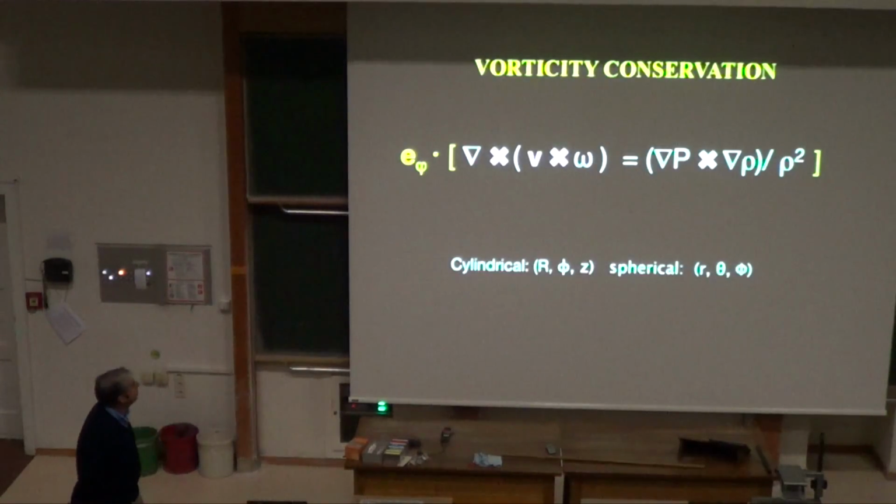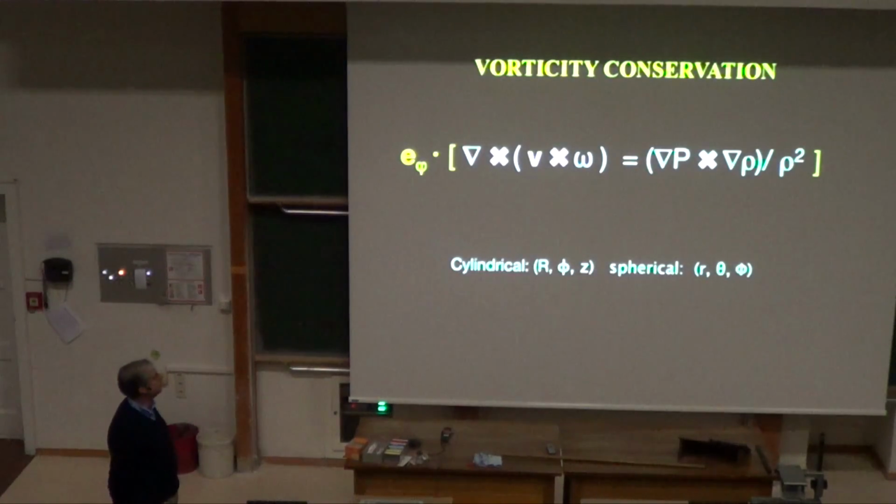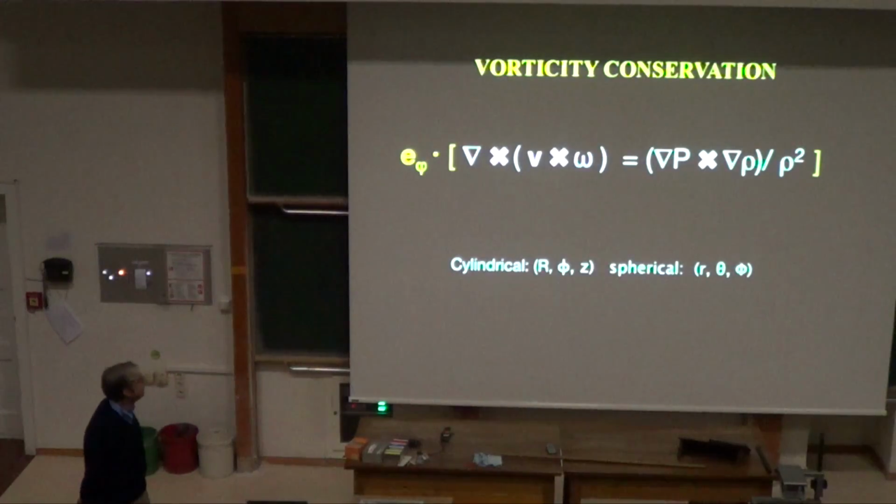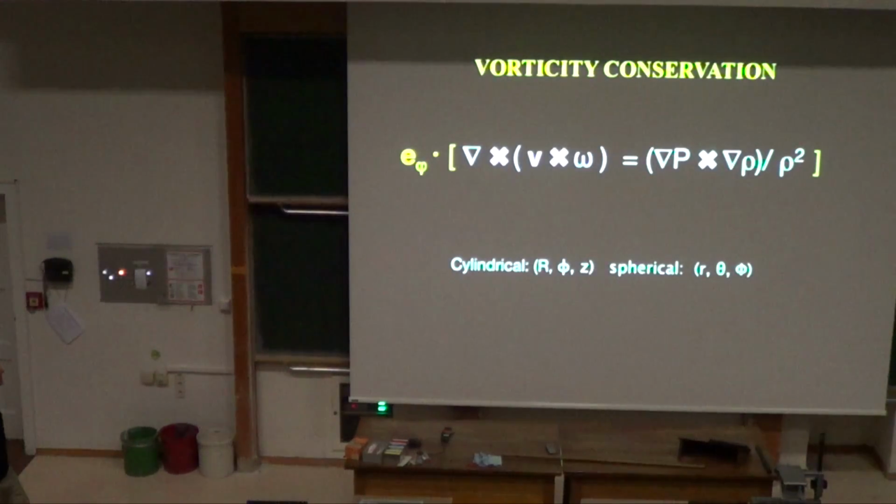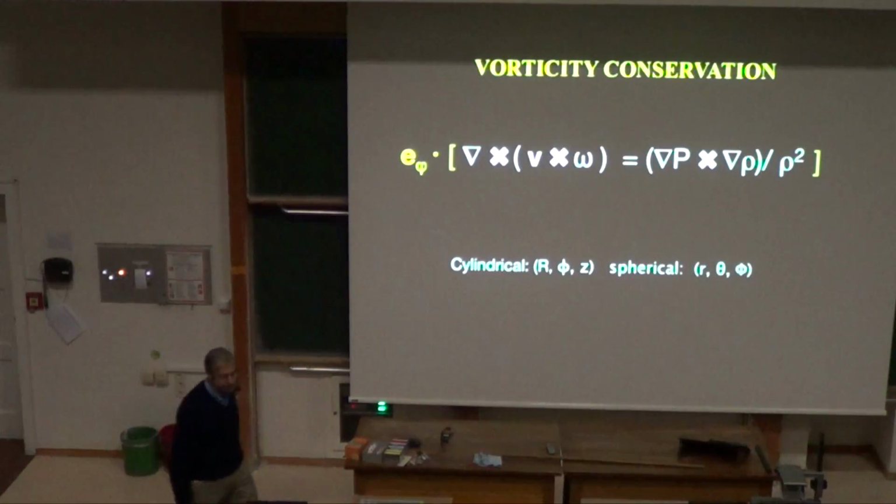I get an equation which looks like what you see in front of me. The curl of v cross omega is grad p cross grad rho over rho squared. That's the equation of vorticity conservation. And you can see immediately that if p is a function of rho only, the right side disappears identically, and we have a statement of a conserved quantity, or at least that this v cross grad omega is derived from the gradient. And I'm interested in the phi component of that vector equation.